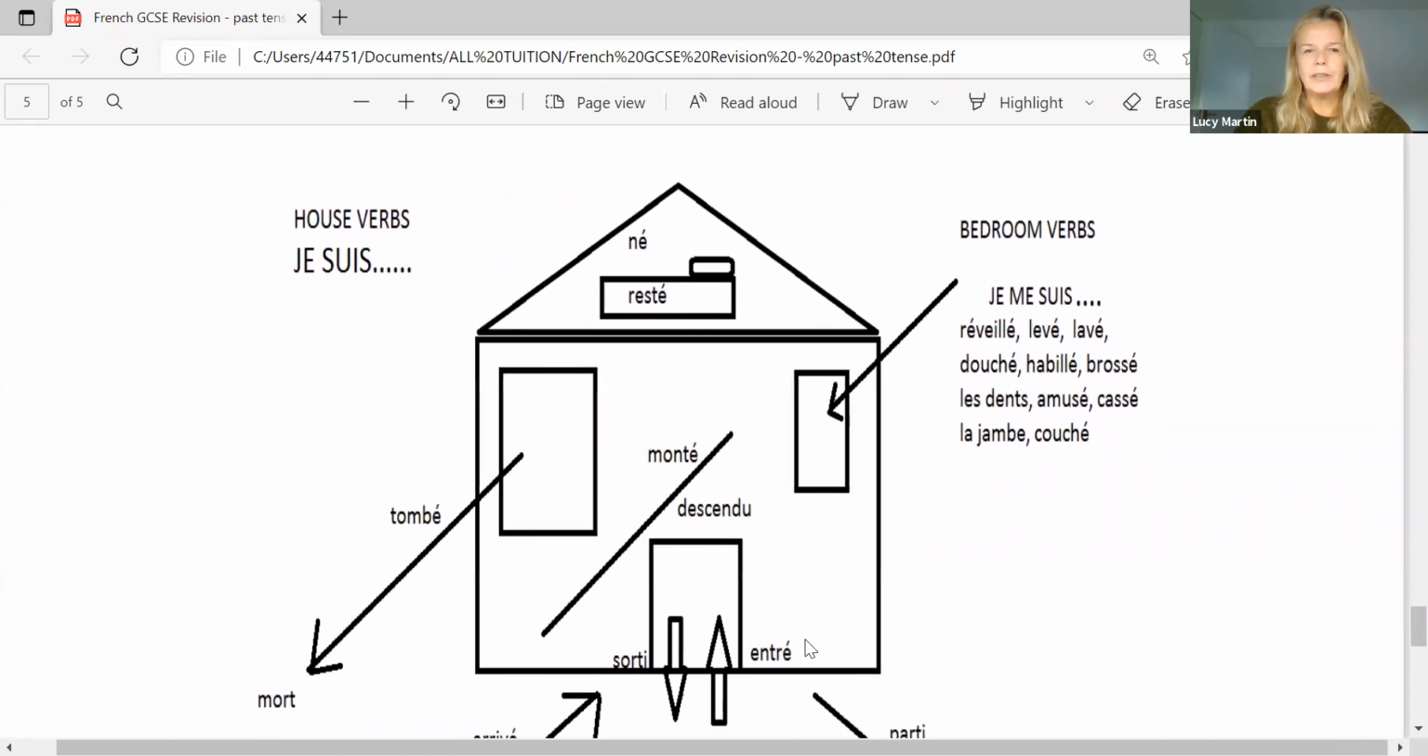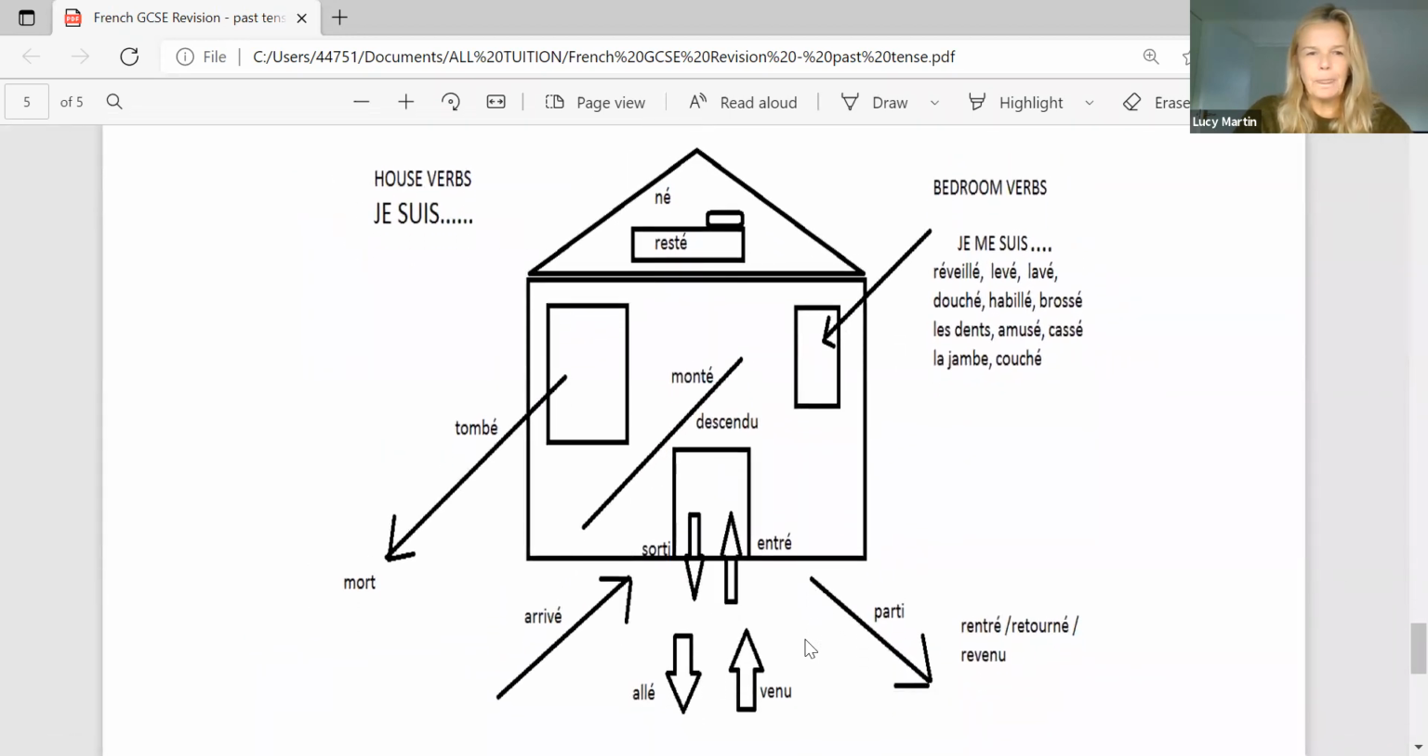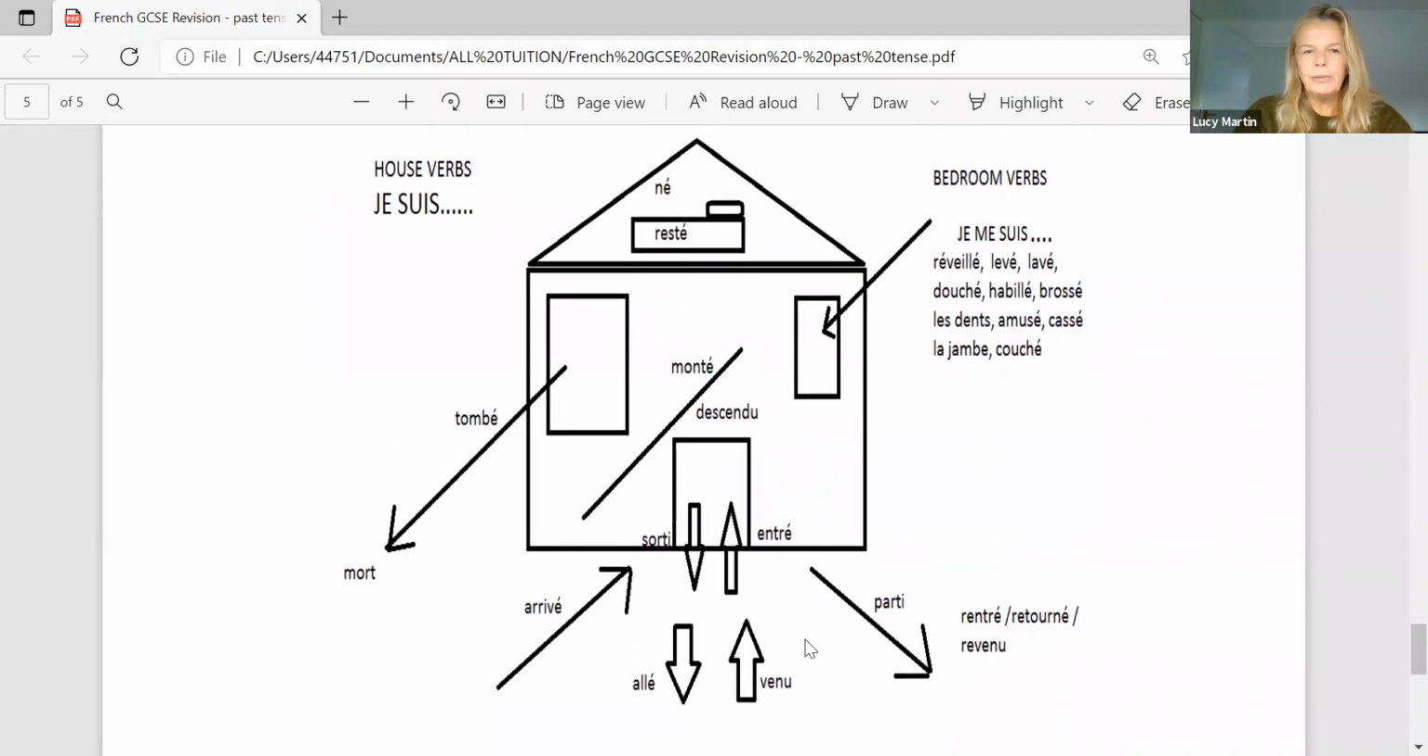Right. Don't worry too much about the bedroom verbs for now. Now, as we know, house verbs take être. So I've just put under there, je suis, okay? Because most of the time you'll be talking about yourself. Now, they're called house verbs because they all fit in this little picture of a house.